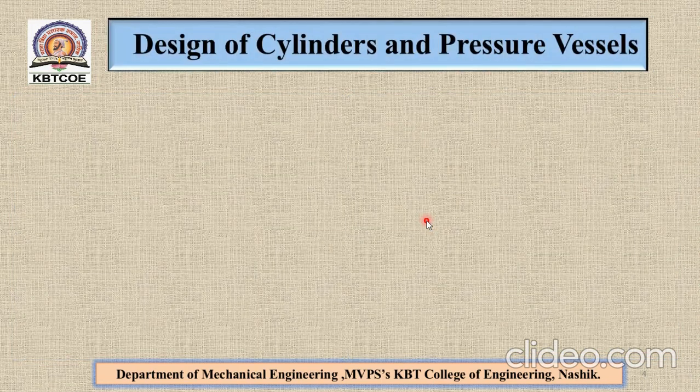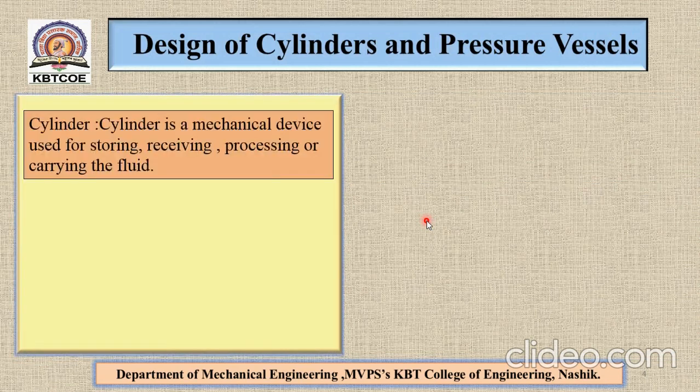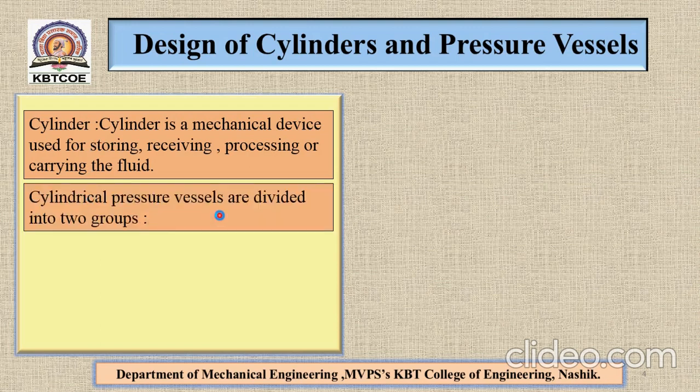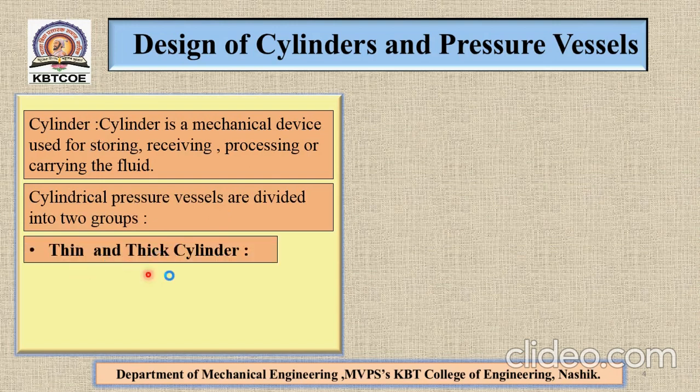Next, design of cylinders and pressure vessels. Now what is cylinder? Cylinder is a mechanical device used for storing, receiving, processing, or carrying fluid. Example: pressure vessel, storage vessel, hydraulic devices, engine cylinder, pipe, etc. Now cylindrical pressure vessels are divided into two groups: thin and thick cylinder.